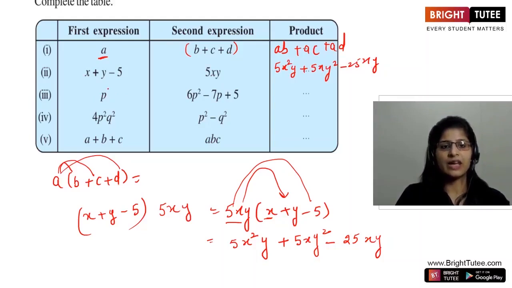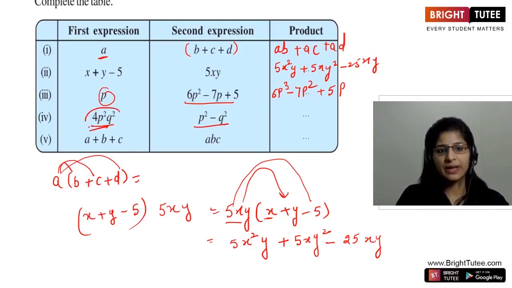Now the third part, we have to multiply this p with all the three terms. So 6p square into p gives us 6p cube, minus 7p into p gives us 7p square, plus 5 into p gives us 5p. Quite easy. The next is this one. So first of all we will multiply 4p square q square with p square. So 4p square and p square will be p to the power 4 into q square, minus. Now again 4p square and q square into q square is q to the power 4.